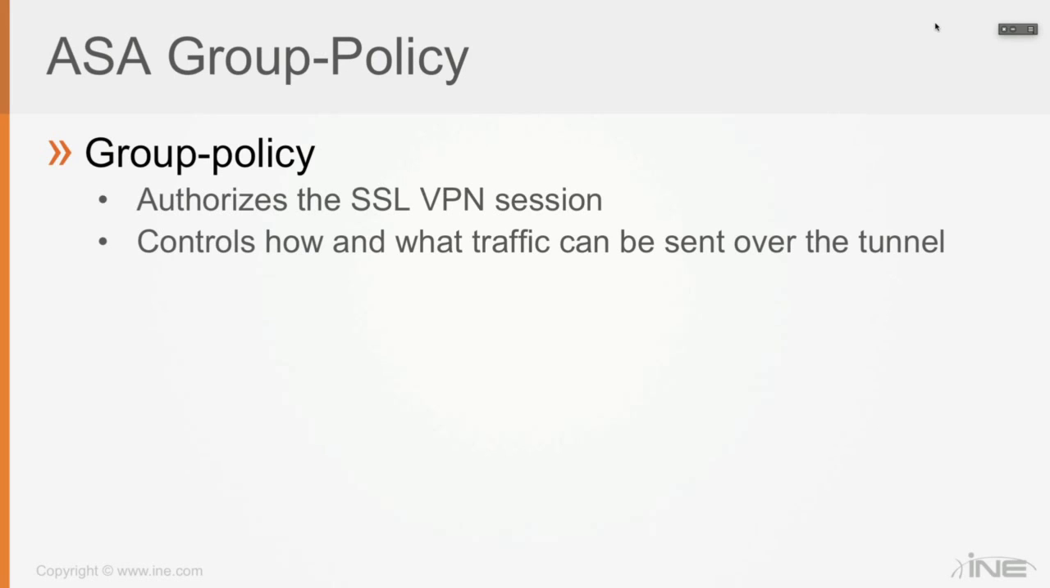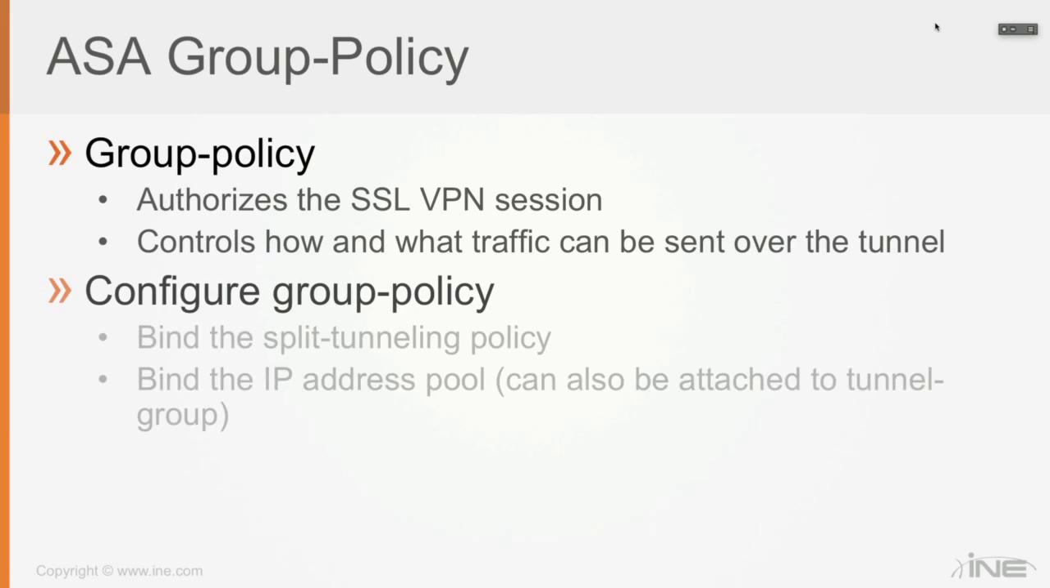So once the VPN session is up, we need to control what traffic is being sent in that tunnel and how it's being sent. So the group policy authorizes the SSL VPN session. We have to configure the group policy and then bind the split tunneling policy to it. Before, we just configured the authorization attributes, but we have to bind those together in the container which authorizes the SSL VPN session, which is the group policy. And also bind the IP address pool.